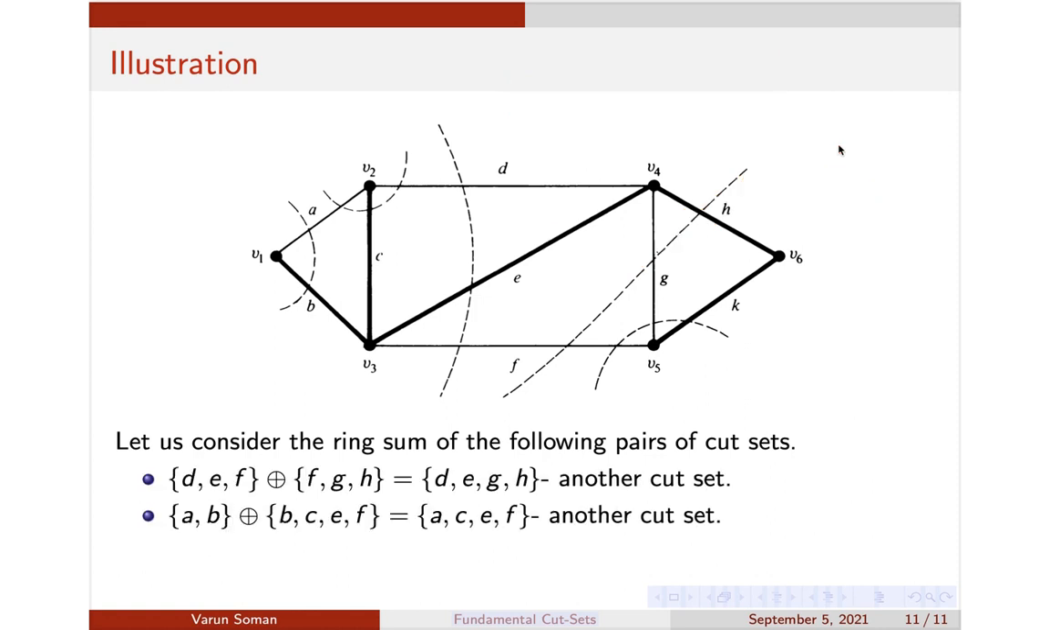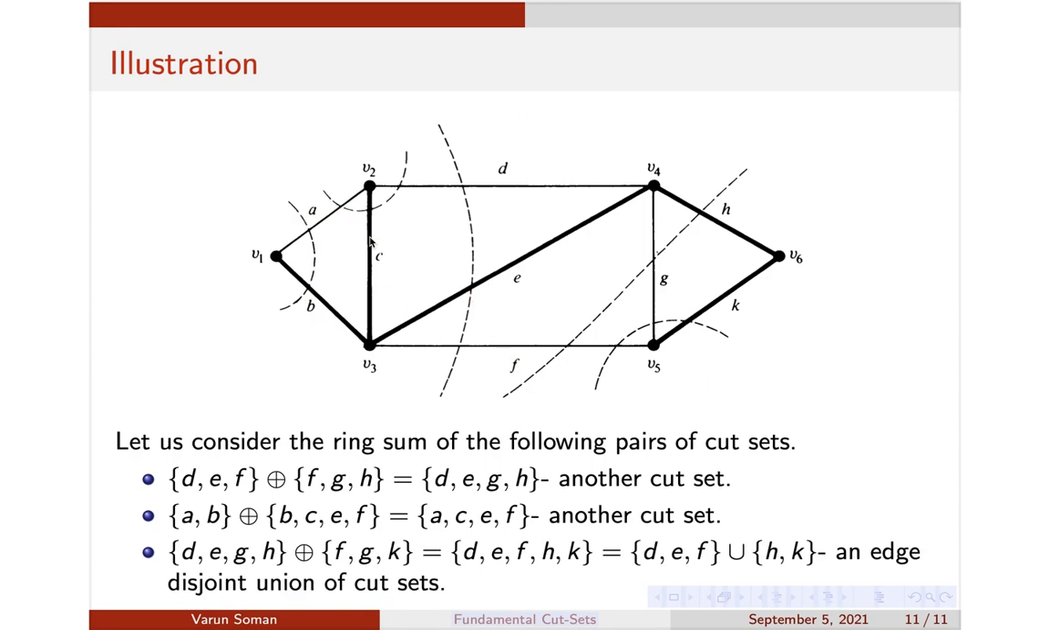Similarly, you can go for another example, AB and BCF. I am taking AB and also BCF. Taking the ring sum, I will get ACEF. What is ACEF? ACEF is actually this one. If you delete this portion, you will get this one and also this one, so it is basically two different sets. So that's also a cut set. So your ring sum produces two cut sets. And again, another case.